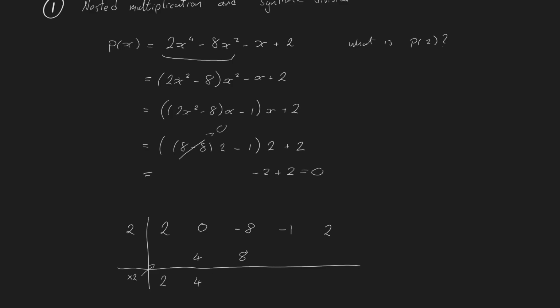Now 8 that I have, minus 8. Adding up the column, I get 0. And so that's this 2x squared minus 8. And I have the result of 0, as I did before. Now I multiply that again by 2. So 0 times 2 is 0. That will give me this whole thing.